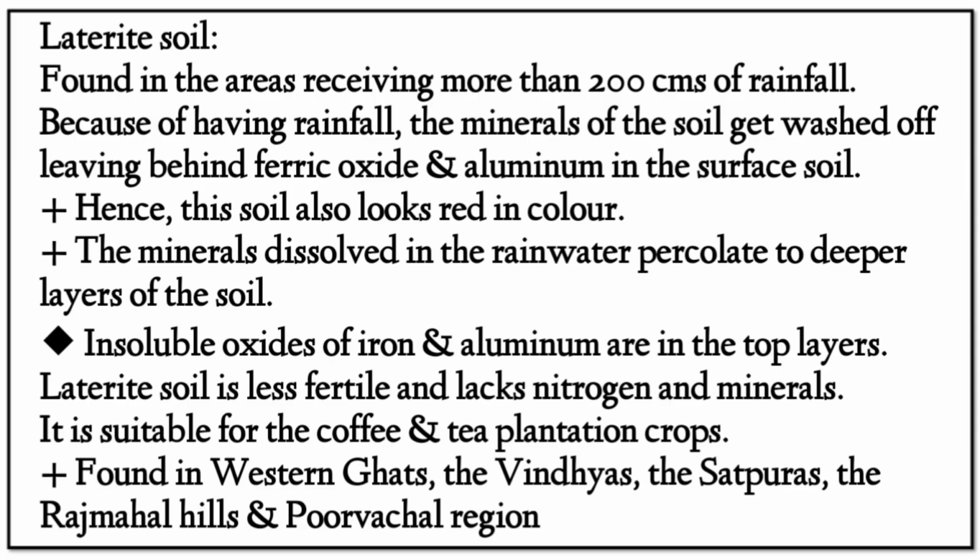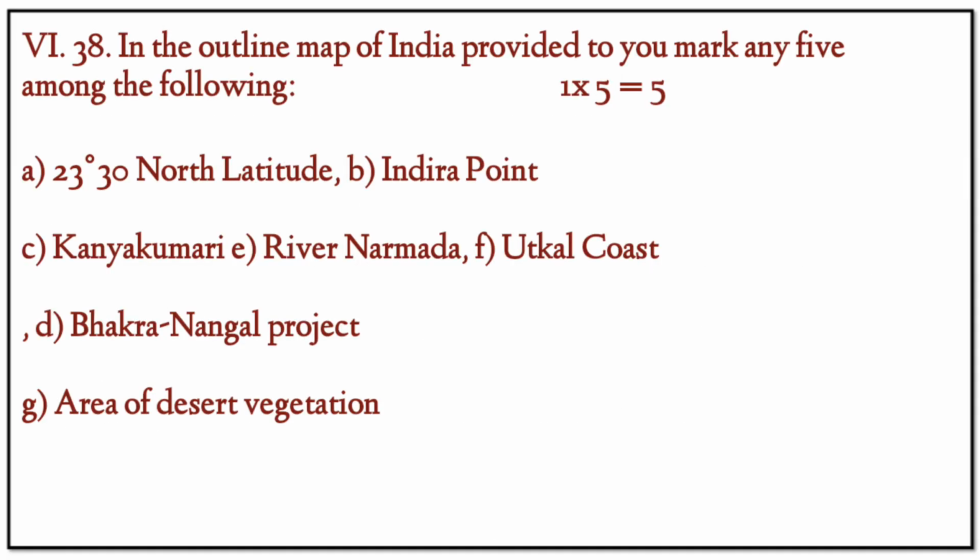Next, last question, question number 38. Sub question. In the outline map of India provided, mark any 5 among the following locations. You have to mark only 5. First, 23 and a half north latitude, Indira Point, Kanyakumari, River Narmada, Utkal Coast, and Bhakra Nangal River Valley project and areas of desert vegetation.